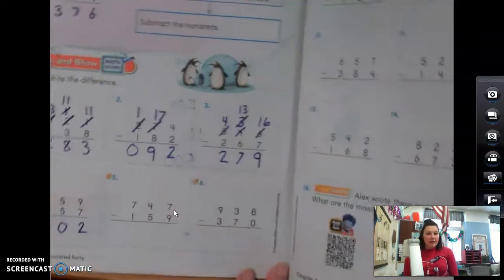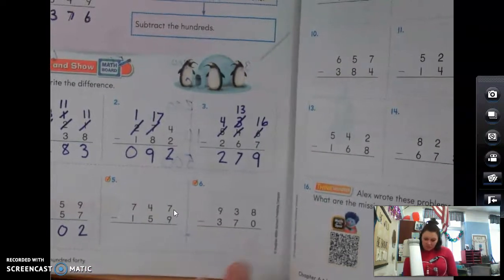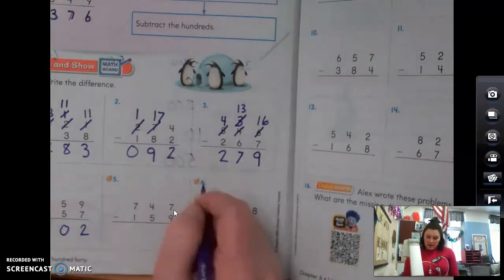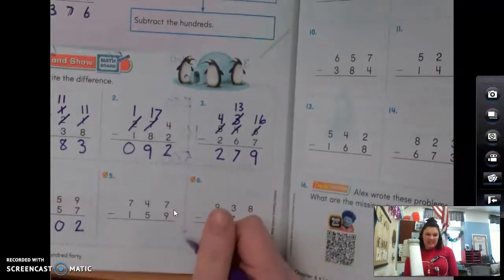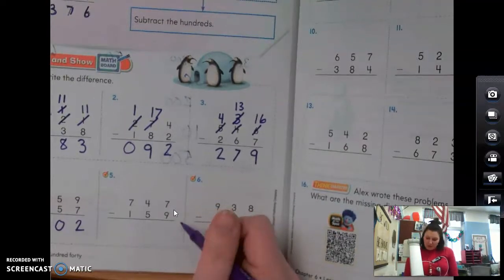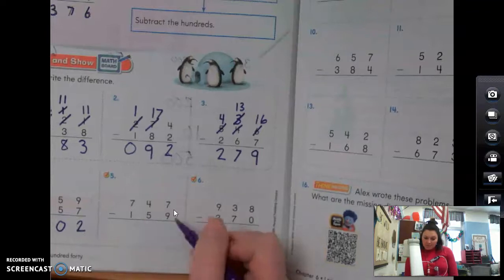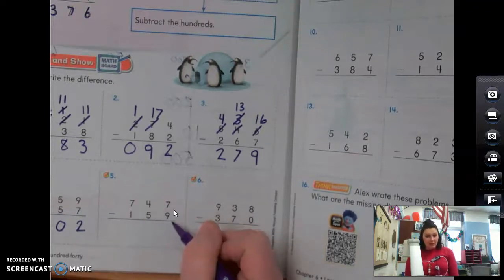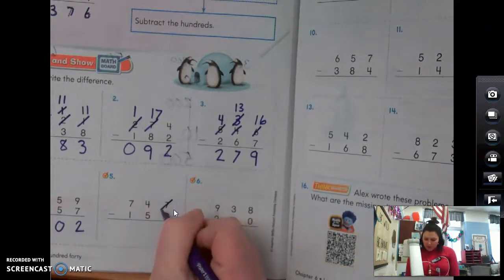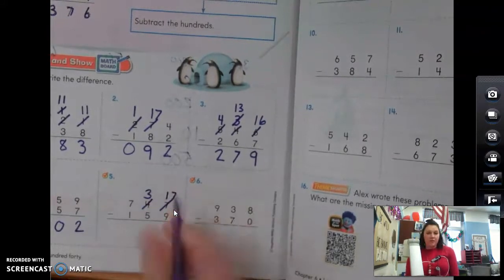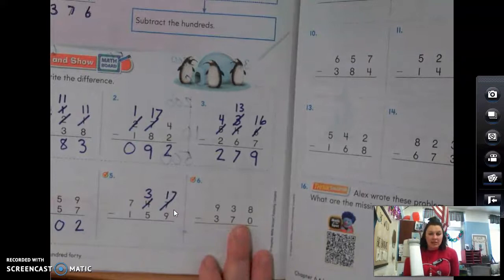Okay, number 5. We're going to do these together because we've got plenty to practice on the next page. So I want to keep doing a few more together. That way you're kind of understanding these two double regrouping ones. So 747 minus 159. 7 minus 9. Well, there's more on the floor, so I got to go next door. Cross out, 1 less, 10 more. 30 and 17 are your new numbers. Do you see that? Okay.